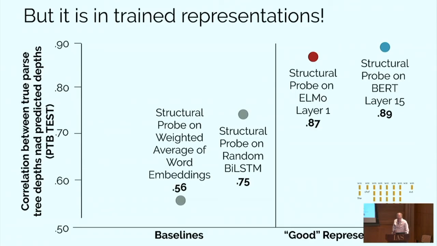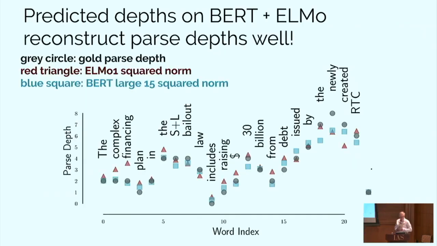And so that's kind of promising. And I just thought, yeah, let me just show this one. This then shows the parse depth. The grey circles show the gold parse depth, which is always integral. Red is ELMo and blue is BERT. And you can see that BERT's modeling of parse depth is almost perfect, except over here where it goes a little bit off in the sentence.